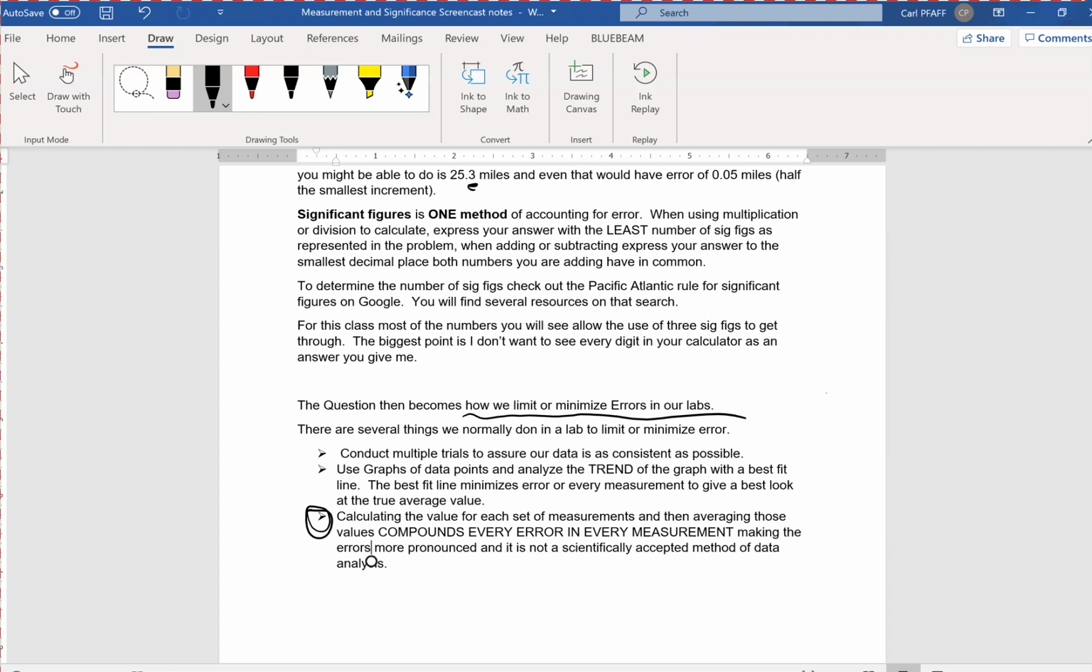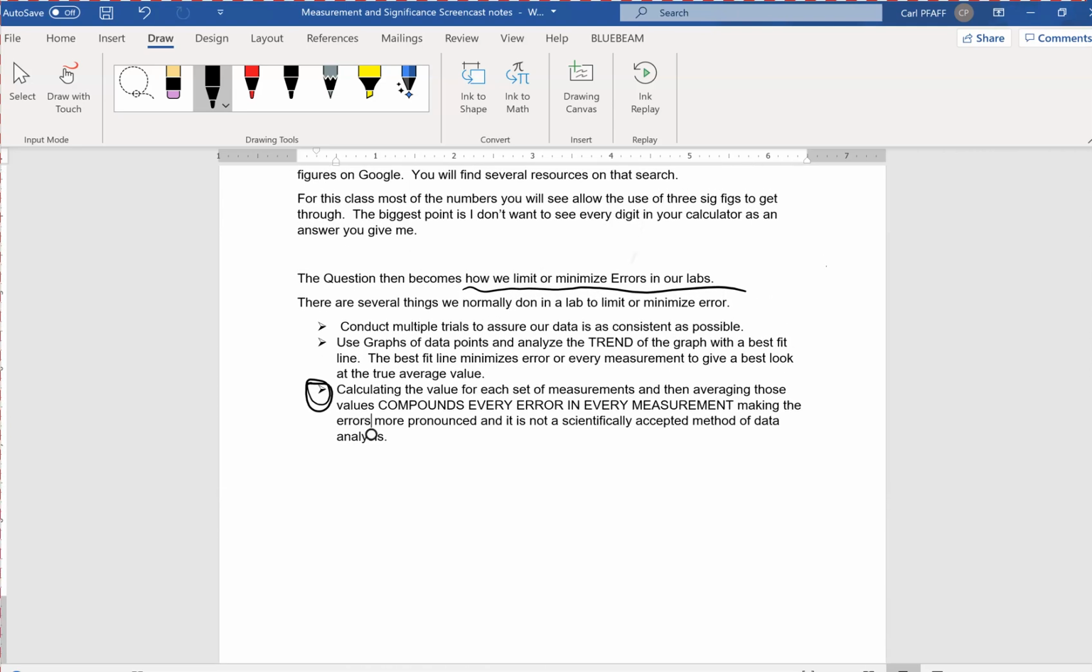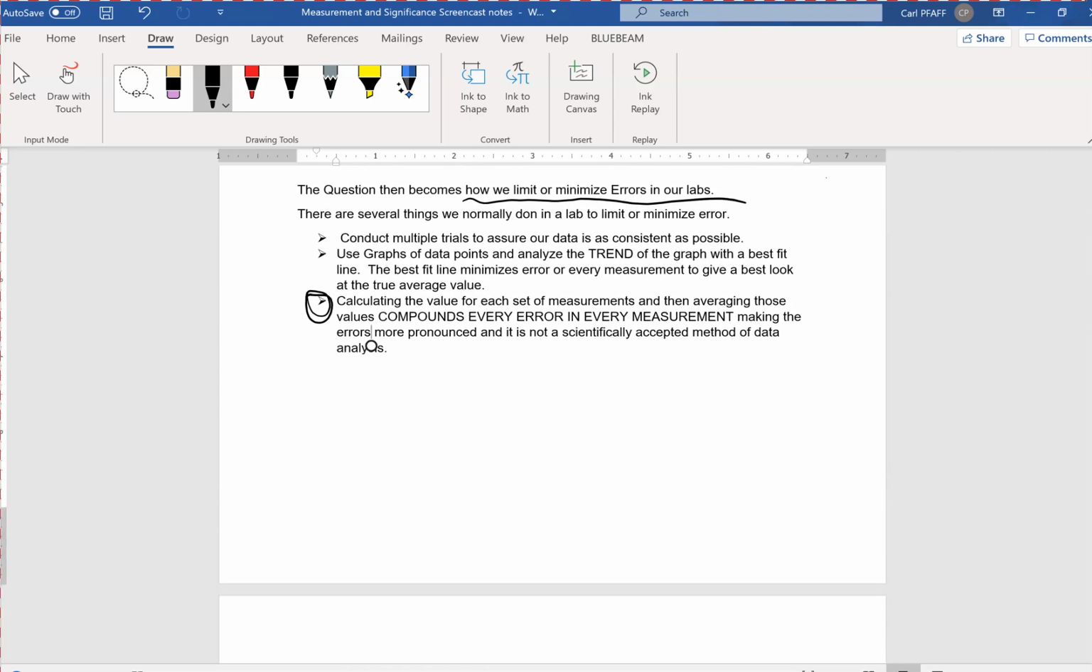If you, for example, in our density lab, divided the mass by the volume for the 4 blocks and averaged those values, the mass has an error, and the volume has 3 different length errors, length, width, and height, that are all multiplied, making the possibility of error bigger. Now you've just used that bigger error 4 times and tried to average it.